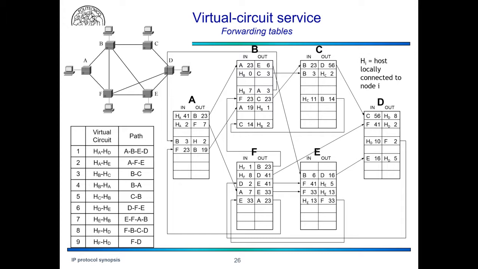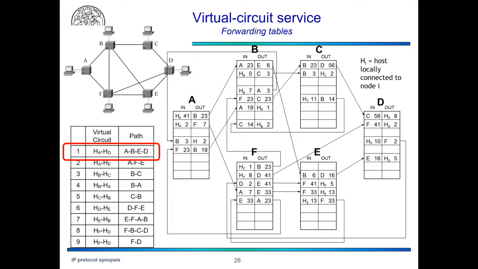So on the left you have a table of virtual circuits, and each virtual circuit has to be set up before sending data. So in the setup phase, the path is decided, so the path through the network. So for example, the first virtual circuit you find in the table is this one, from the host attached to A, to the host attached to D, and the path is A, B, E, and D.